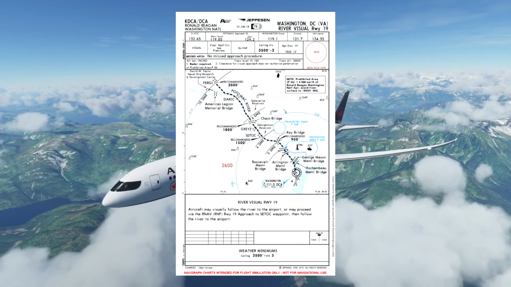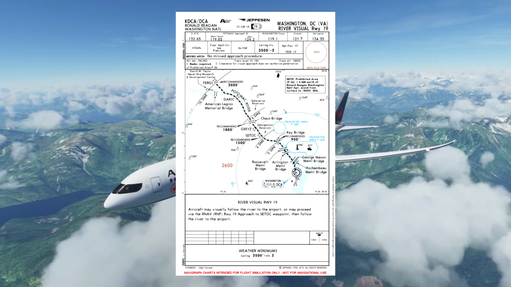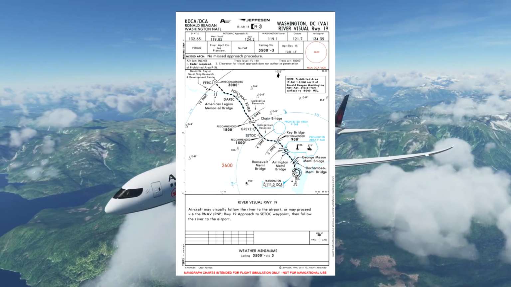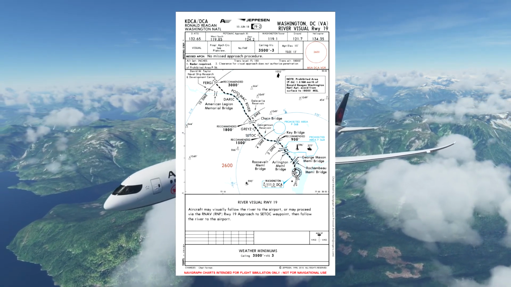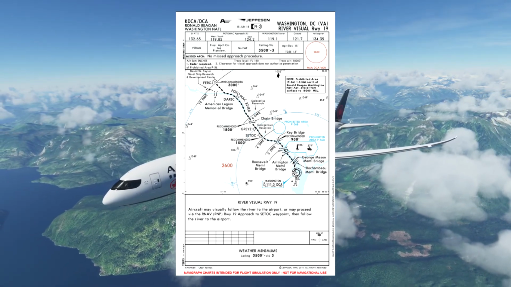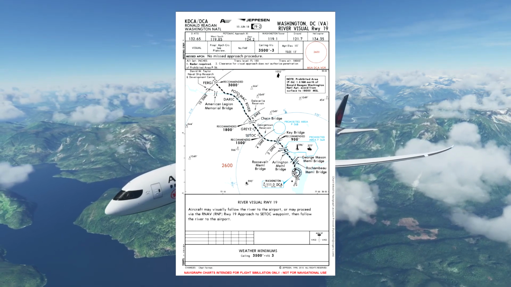And lastly, you can have what's called a visual approach. So sometimes you don't get charts for these, sometimes you do. This is a very famous one. This is the River Visual at Washington, D.C. Very scenic. As you can see, it's telling you what you do, and basically you're following the river, and it's all done in good weather. It's all done in visual.